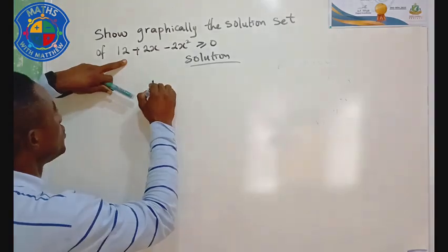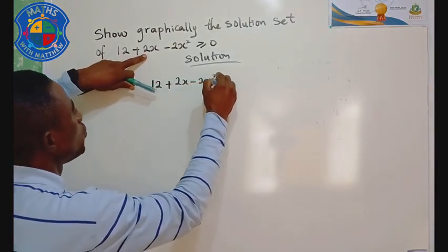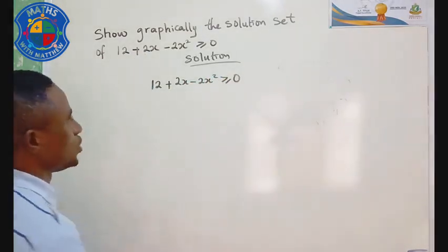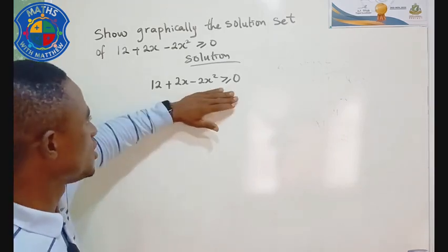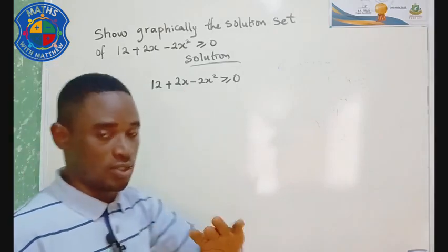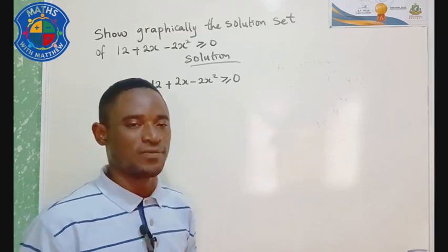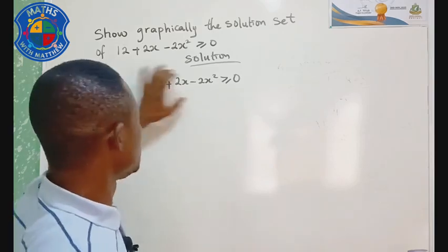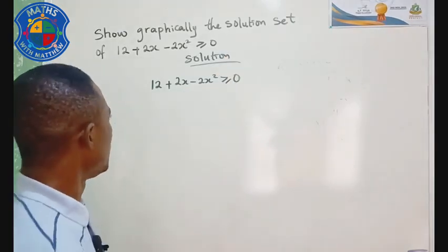We have 12 plus 2x minus 2x squared greater than or equal to 0. Now, the first thing we need to do when we want to solve this inequality is to equate this to 0. Then we do a test to see what range of values will satisfy this inequality that we have here. Now, let's start from here.